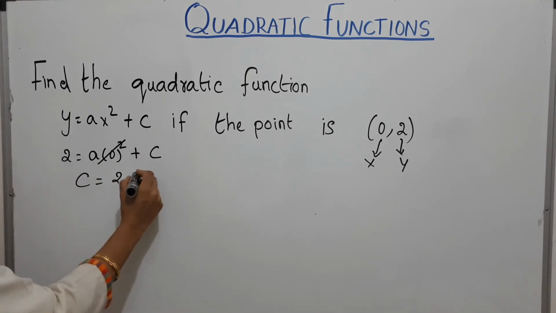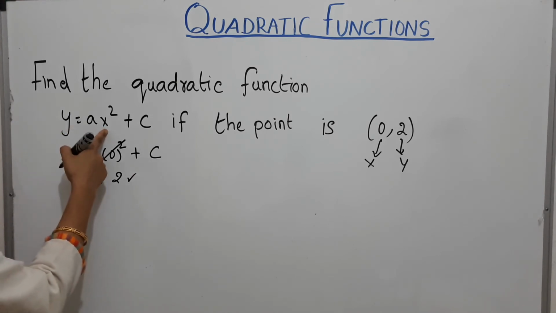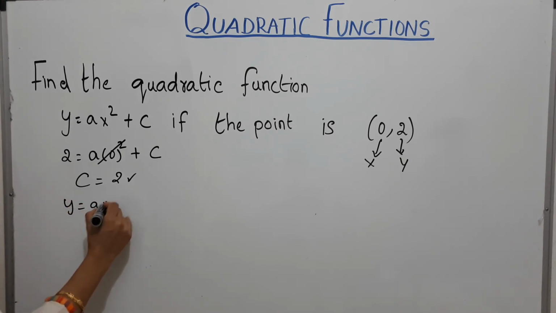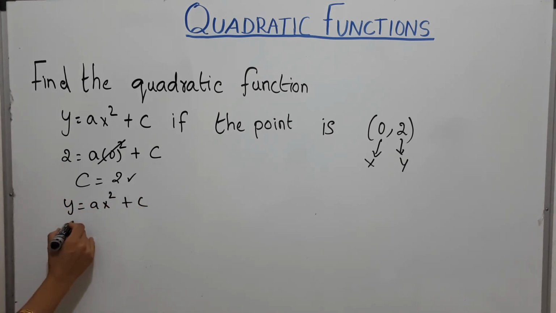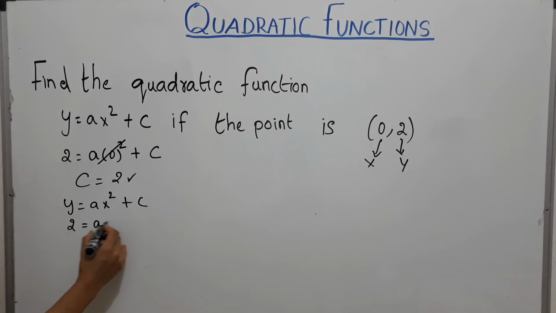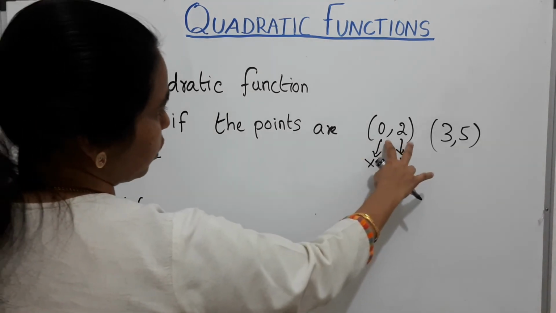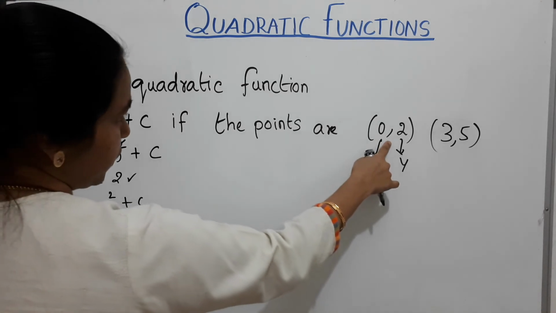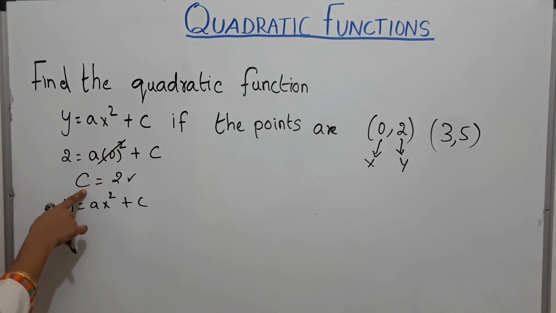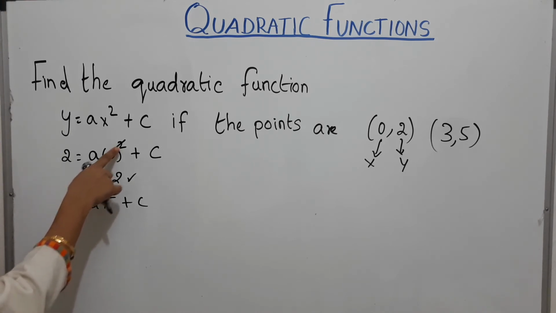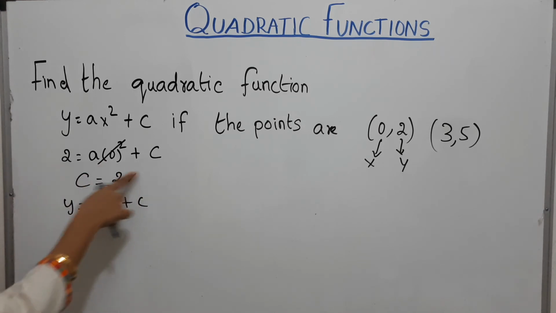Now you know the value of c, and also the y value and x value. You can find the value of a here. So y equals ax squared plus c. Okay, so there are 2 points here, (0, 2) and (3, 5). So using the first point, you are finding the value of c. So c is equal to 2. When you give the value of x as 0, this term will be gone and only 2 will be left. So c is equal to 2.